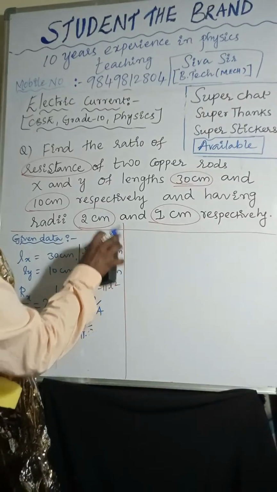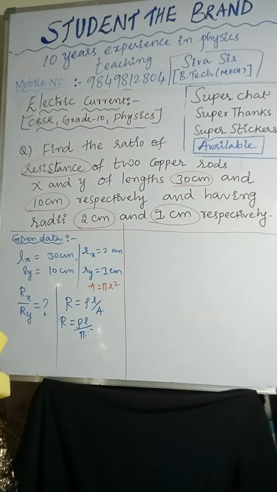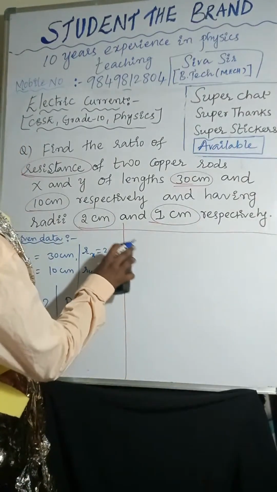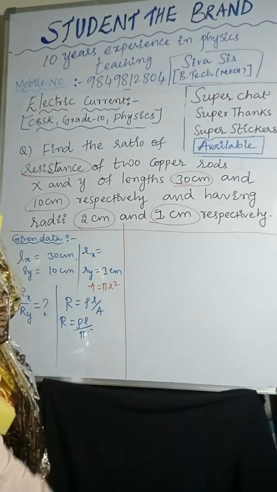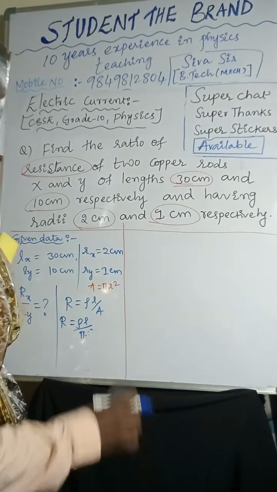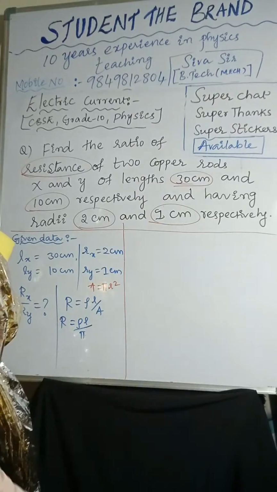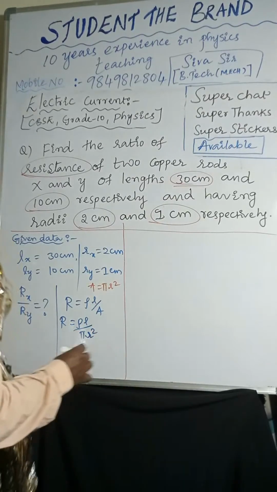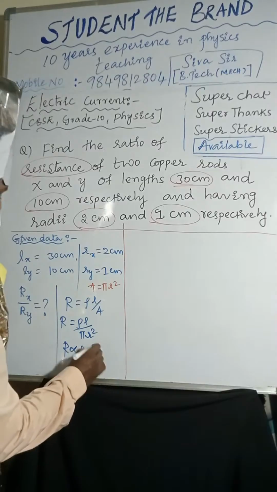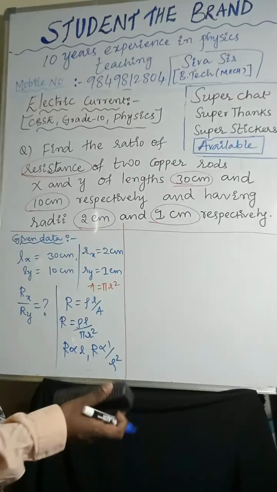Two centimeter, 2 centimeter. Okay, 2 centimeter only. Two centimeter. Now pi into R square. Pi into R square. Okay, so R is directly proportional to L. R is inversely proportional to radius.